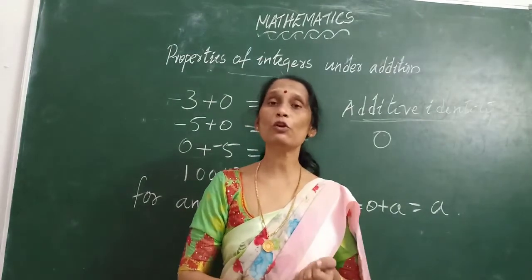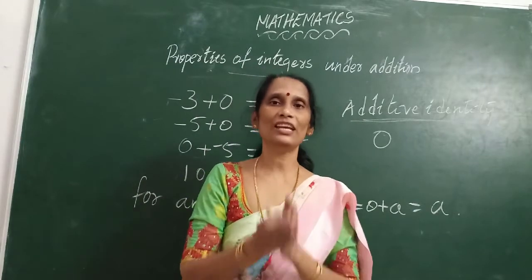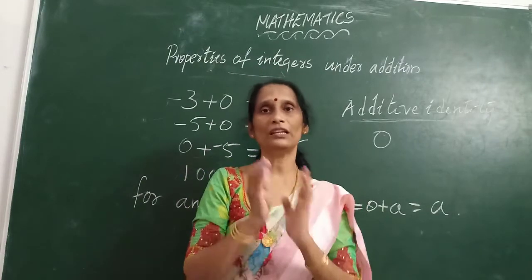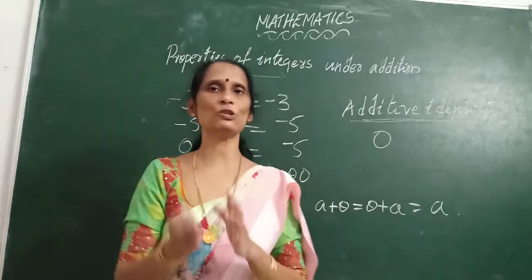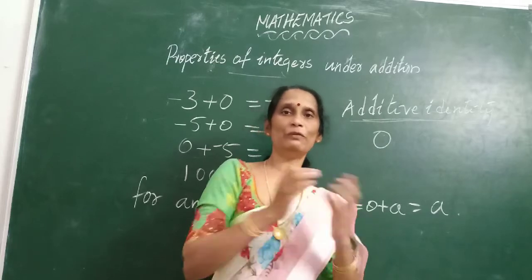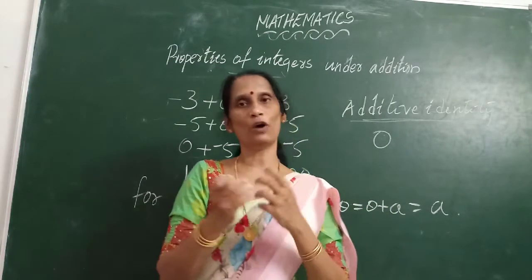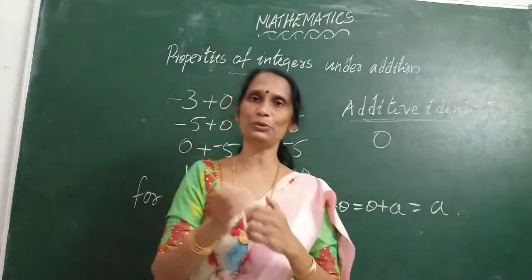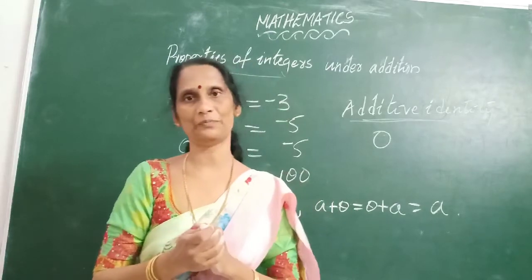Okay, what do you mean by closure property? When you add two integers, again we get an integer. For any two integers a and b, a plus b is also an integer. Then what is commutative property? When we change the order, the value does not change. That means for any two integers a and b, a plus b is also equal to b plus a.